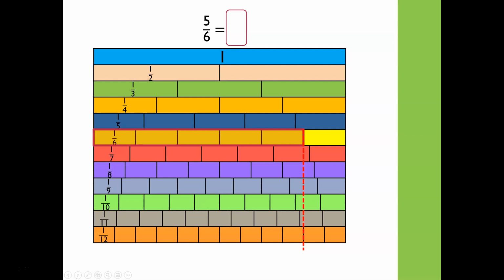If we look straight down from 5/6, we can see that our line corresponds to a line on the orange bar, the 12ths bar. Counting along this orange line, we can see that there are 10 twelfths. So 5/6 is equivalent to 10 twelfths.